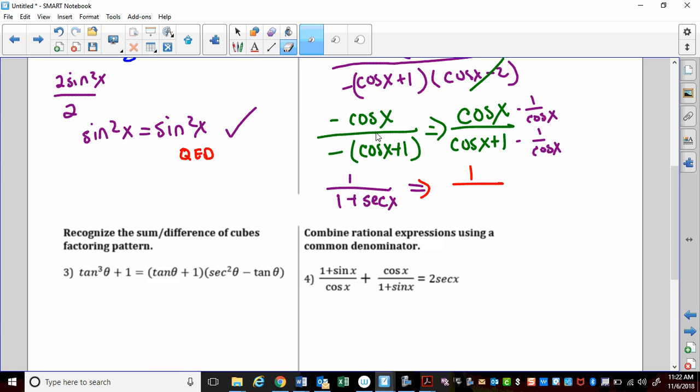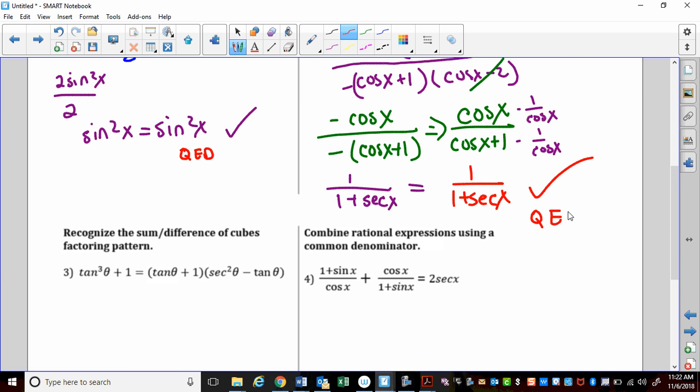Oh, I'm sorry. I don't want to use the arrow. That is equal to the right-hand side, which is 1 over 1 plus secant of x. Alrighty, we're done. They are equal.